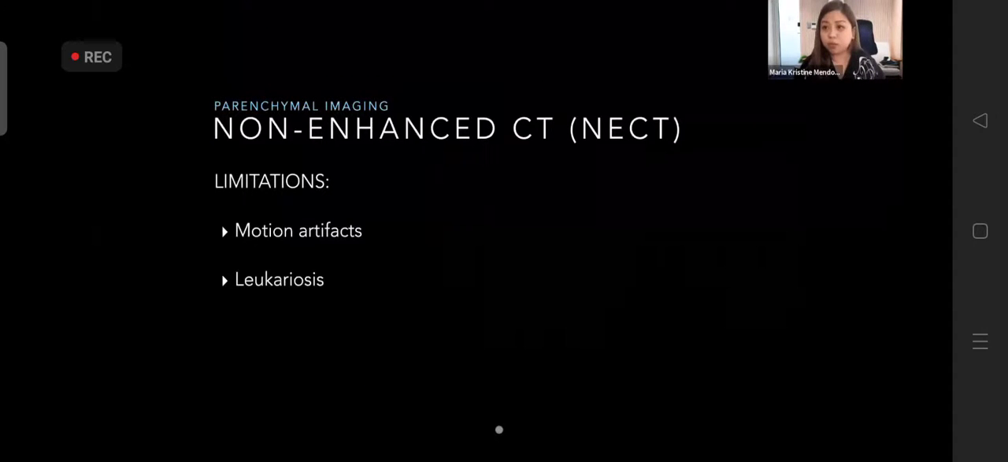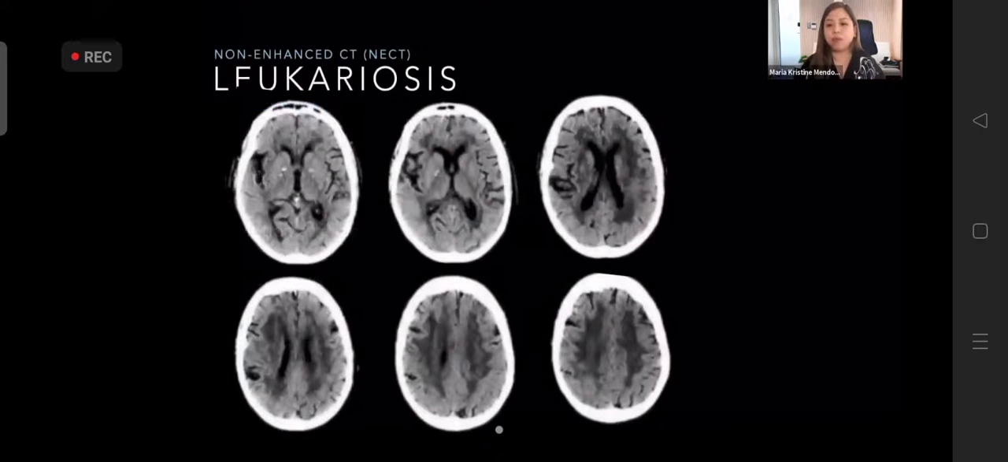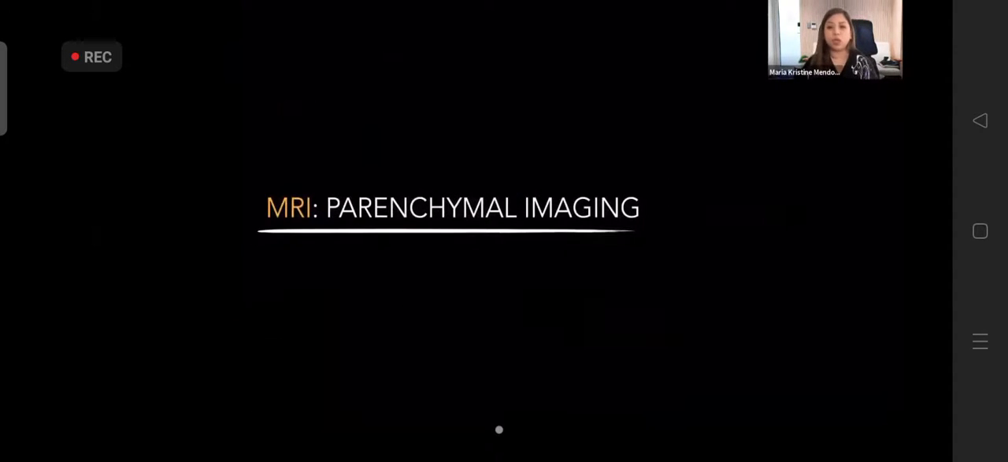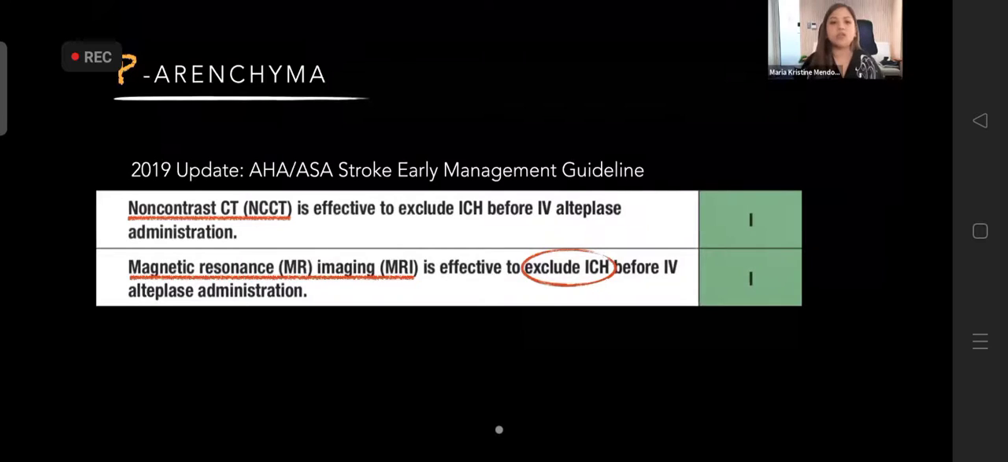Another limitation would be the presence of leukoaraiosis or the white matter changes, because it would be very hard really to distinguish this from ischemic changes or infarction, especially if the infarction would be small and involving the deeper parts of the cerebrum. Okay, so we are done with CT scan. We now proceed to MRI in the evaluation of the brain parenchyma.